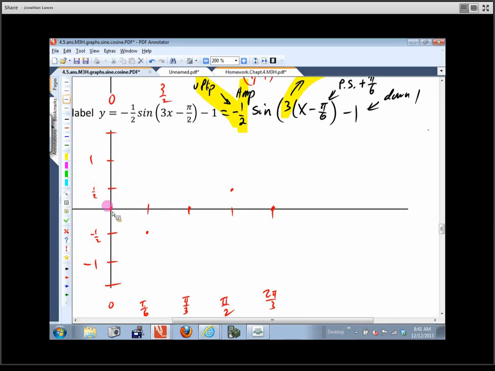So if I look at this graph right here, my question is, and this is why we do this little dotted graph, are those 5 points right there, are those pretty easy to figure out?